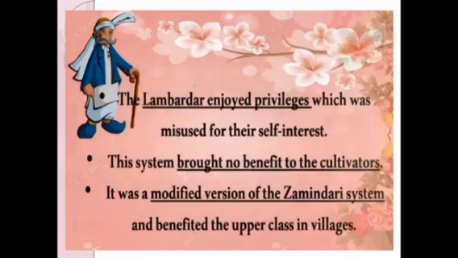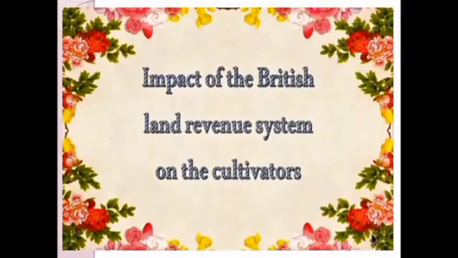The Lambadar, which means the head of the village, enjoyed privileges which were misused for their self-interest. Then this system brought no benefit to the cultivators. Then it was a modified version of the Zamindari system and benefited the upper class in villages. Next, we are going to see the impact of the British land revenue system on the cultivators.